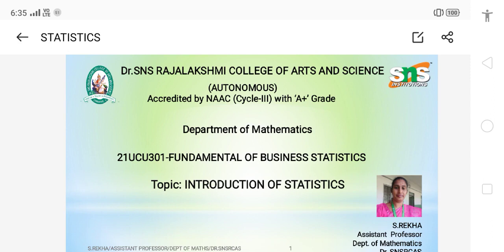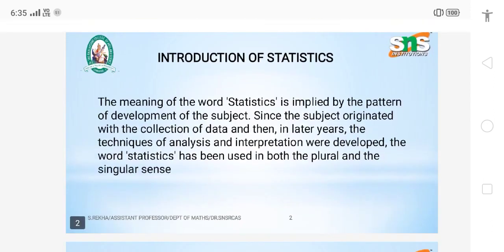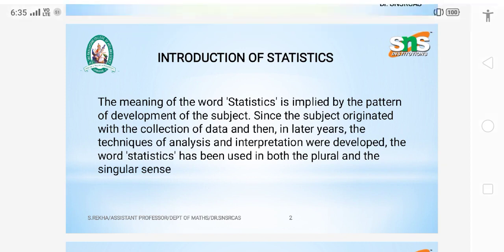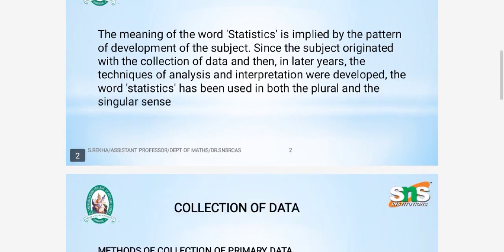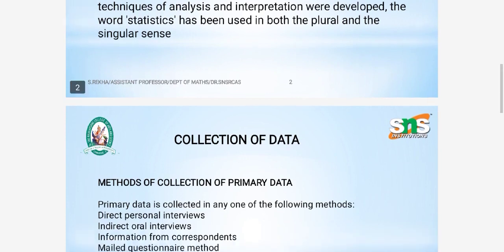So today I am going to discuss the introduction of statistics for the course Fundamentals of Business Statistics. First, we are going to discuss what statistics is. Statistics is normally the collection of data. The word statistics is used both in the plural and in the singular sense. It is developed by the collection of data. Next, how will we collect the data?